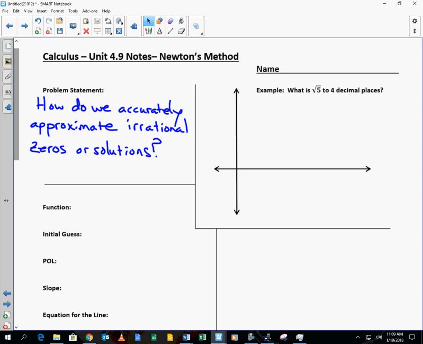Let's see what Newton would have done in that situation. What he does is he creates a function, y equals x squared minus 5. Anybody know why he chose x squared minus 5? Where does it cross the x-axis? It crosses the x-axis at the root of 5. He said, if I can find that spot, then I know the root of 5.